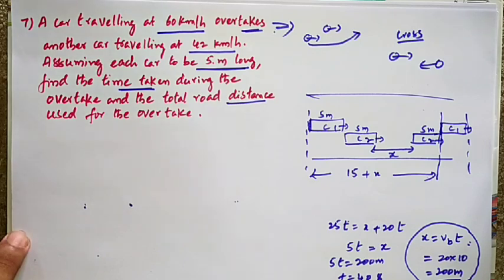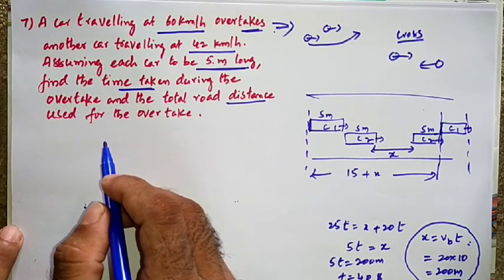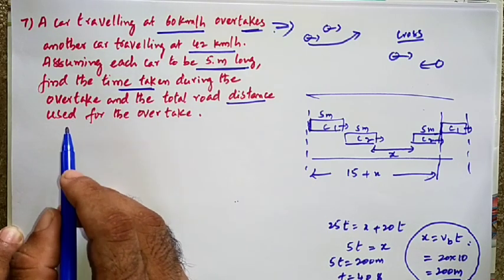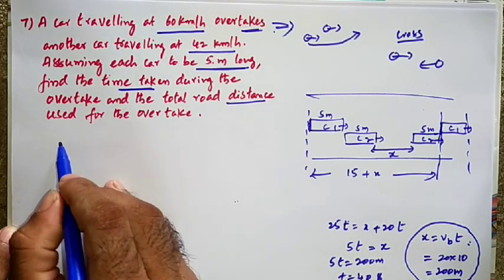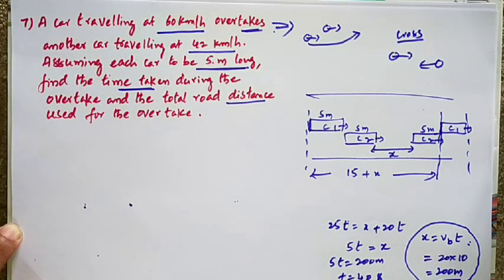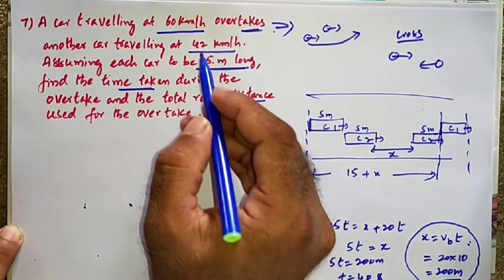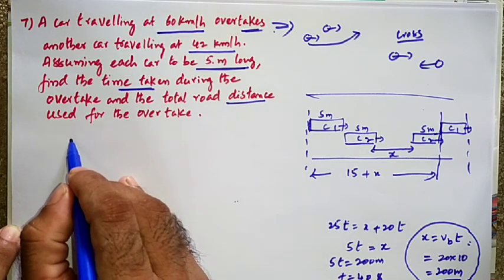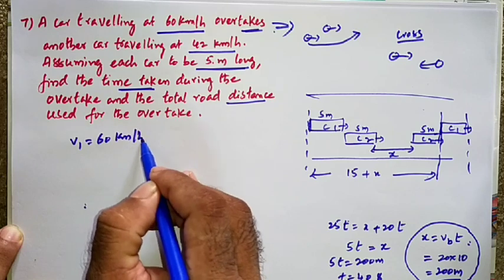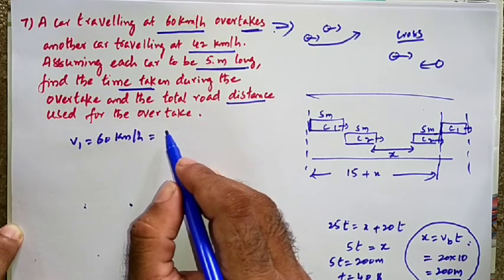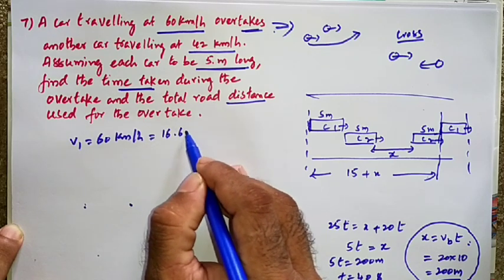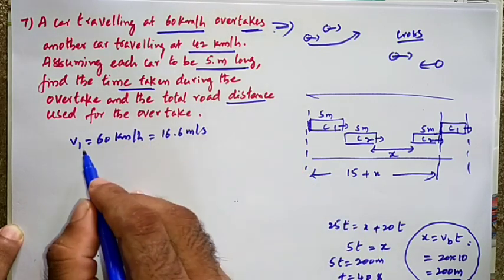Clear? Now distance is equal to speed into time, assuming that both are moving uniformly. Now for the distance moved by car 1, distance equals speed into time, or speed equals distance by time. What is the speed of car 1? Let us take V1, that is 60 km per hour. Convert this into meters per second. 60 km per hour is 16.6 meters per second.